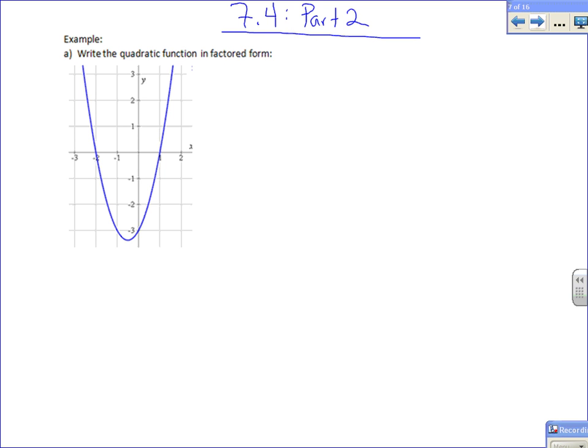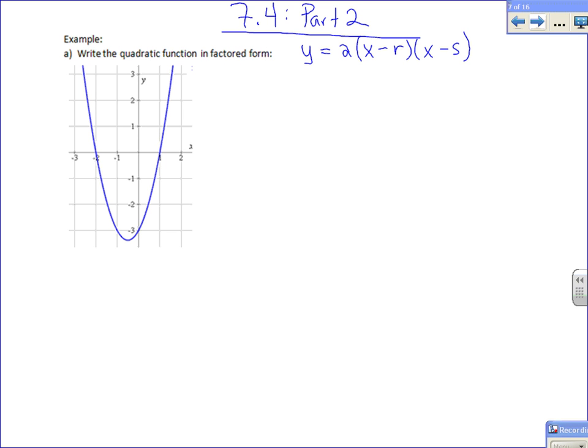In part 1, we looked at how to write, if we're given a graph, the equation for that quadratic function in factored form. I'm just going to remind you for a moment that factored form looks like this. Factored form is y is equal to a, and then we write the remainder of the function as two factors, x minus r and x minus s.